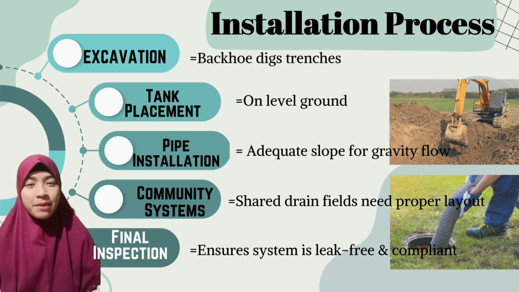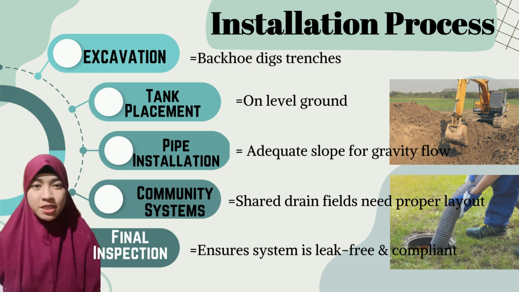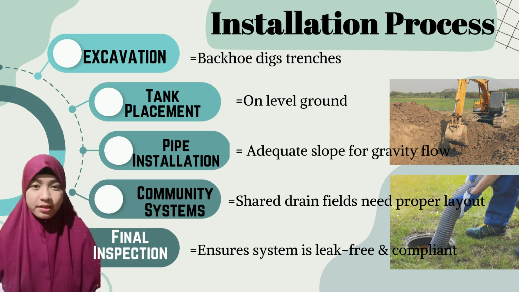The third is pipe installation. Pipes must be laid out with the correct slope, typically around 1 to 2% to allow gravity-based flow of wastewater from the house to the tank, and then from the tank to the drain field.